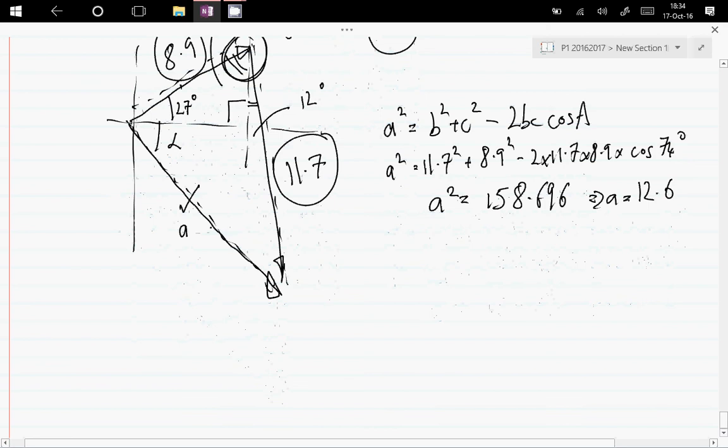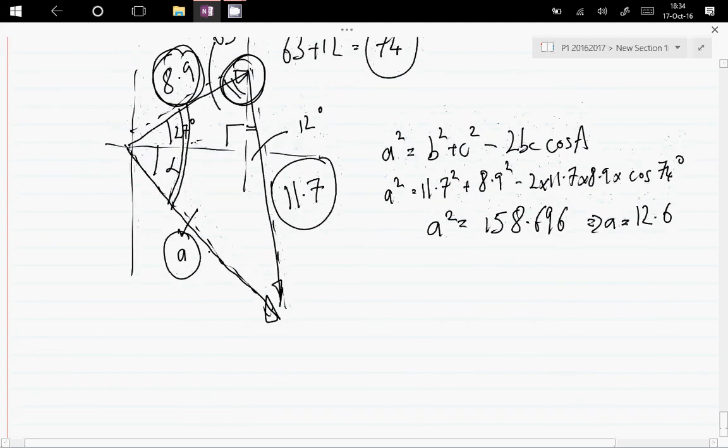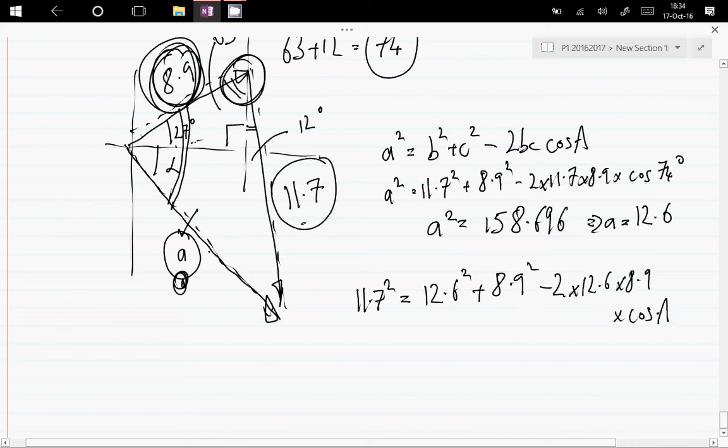Okay, so now we've got this. Now I want to calculate this entire angle here. Okay, so I need the two sides, which would be this side and this side. And the angle between them will give me this. So I'm going to rewrite it, 11.7 squared, because that's the opposite side to that angle, is equal to this side squared here, which is 12.6 squared, plus this side squared, 8.9 squared, minus 2 times 12.6 times 8.9 times cosine A. So I'm calling that angle A for now, all right?